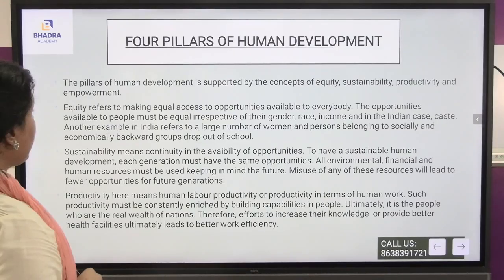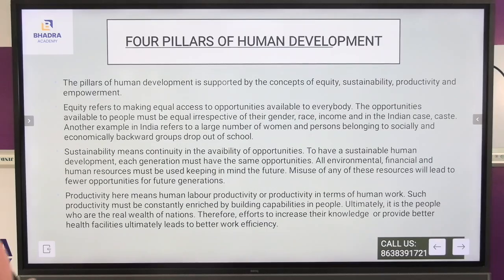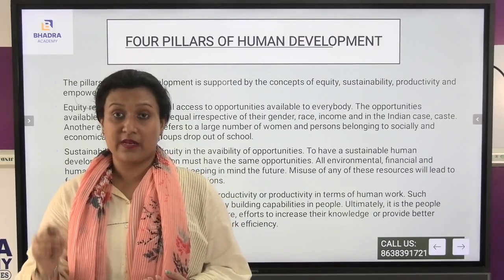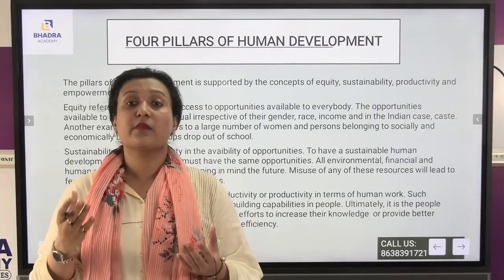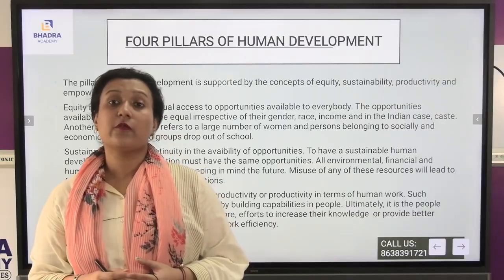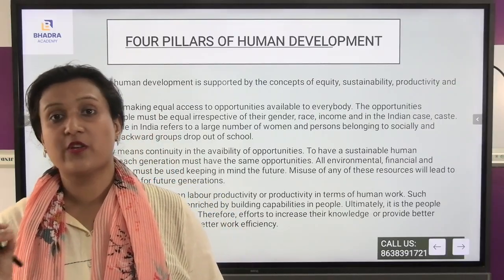Another example in India refers to a large number of women and persons belonging to socially and economically backward groups who drop out of school. Now, if I talk about equity, each and every person has the right to equality. Men, women, children, everybody must be equal before the eyes of the law, first of all. And second of all, equal opportunity must be provided to each and every gender.